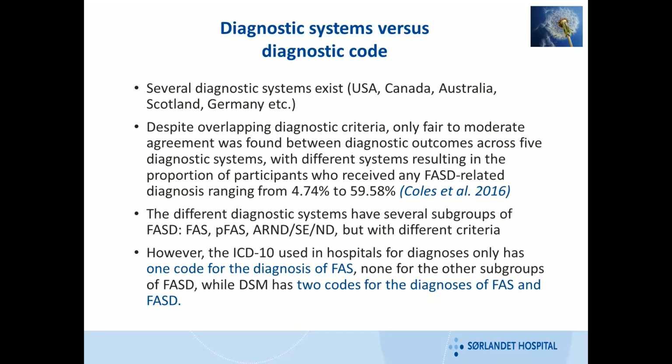Most of the systems have several subgroups of FASD, like FAS, partial FAS, and alcohol-related neurodevelopmental disorder, and the 4-digit code also uses the words static encephalopathy and neurobehavioral disorder. And these have different criteria. As I mentioned, in the hospitals we use the ICD-10 diagnostic system, and there is only one code, and that's for the diagnosis of FAS. There is none for the other subgroups of FASD, and I'll come back to that. For the DSM system, which is mainly used, at least in Norway, in the psychiatric departments, there are 2 codes for the diagnosis of full FAS and FASD, and I'll come back to that.